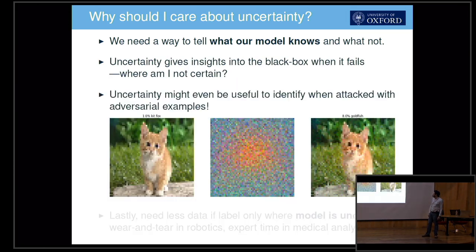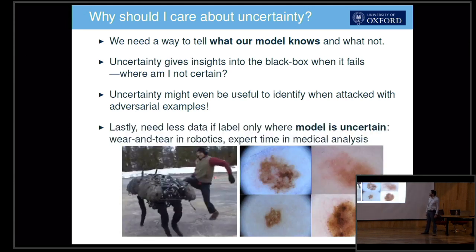You can even use these sort of tools to get an idea for when someone is trying to fool your model, someone is trying to give you an adversarial example. Lastly, you need much less labeled data if you only collect labels when your model is uncertain. That allows you to avoid wear and tear in robotics. It allows you to reduce expert time in medical analysis and so on. I'm going to talk about a bunch of applications related to these sort of topics, and specifically applications in astronomy.